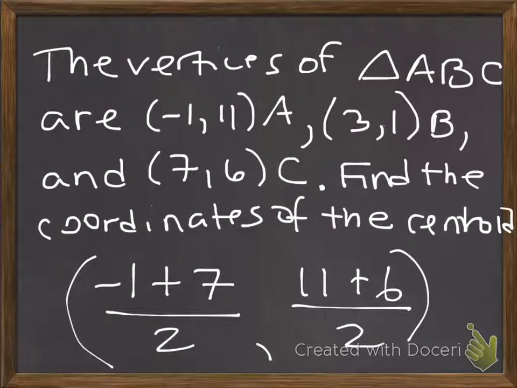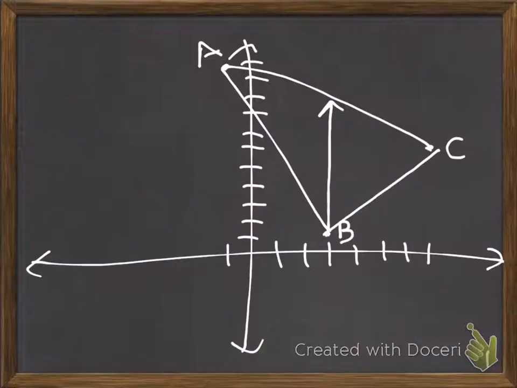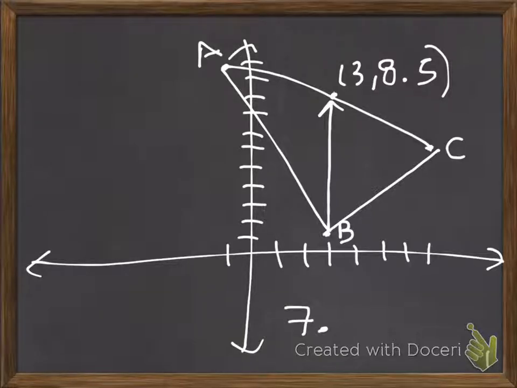So I get -1 plus 7, which is 6 over 2. That's 3. And 11 plus 6 is 17 over 2. That's going to be 8.5. That's my midpoint. 3, 8.5. So my distance of my line here, I'm going to count. It starts at 1. I go from 1 to 8.5. That's 7.5 units.